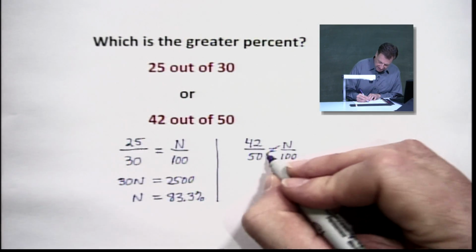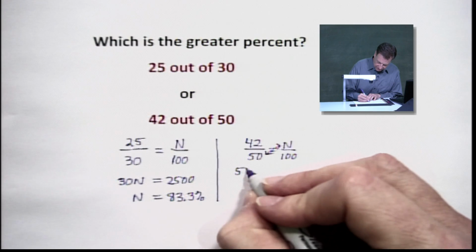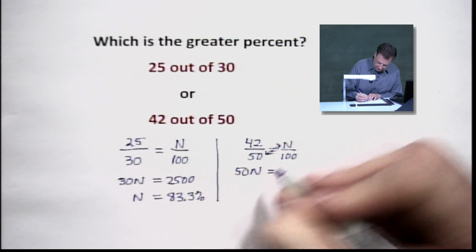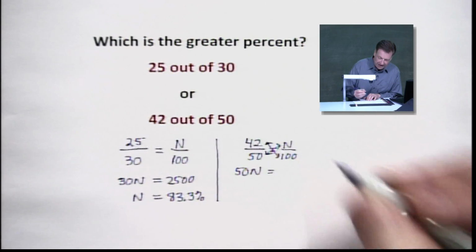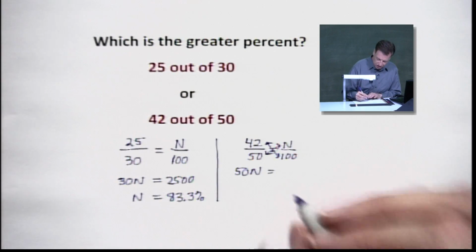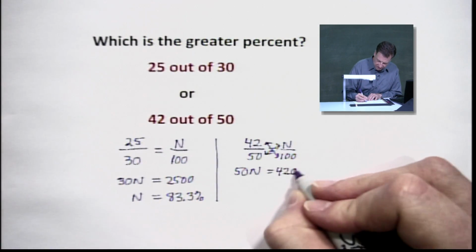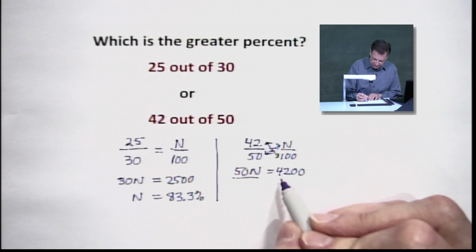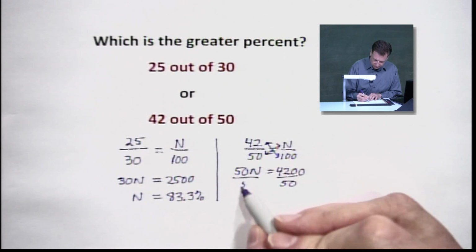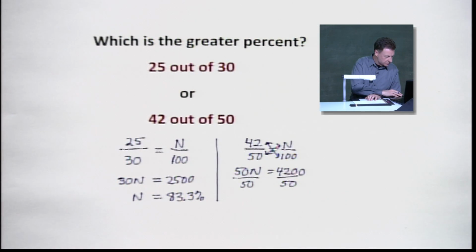Let's cross multiply. We have 50 times your n, cross multiply that away, and you're going to have 4,200 because we're going to add 2 zeros, right, my friends? Divide by 50. And let's see, we'll clean it off here just a second. Got it? Let's clear and see what we've got here. 4,200.